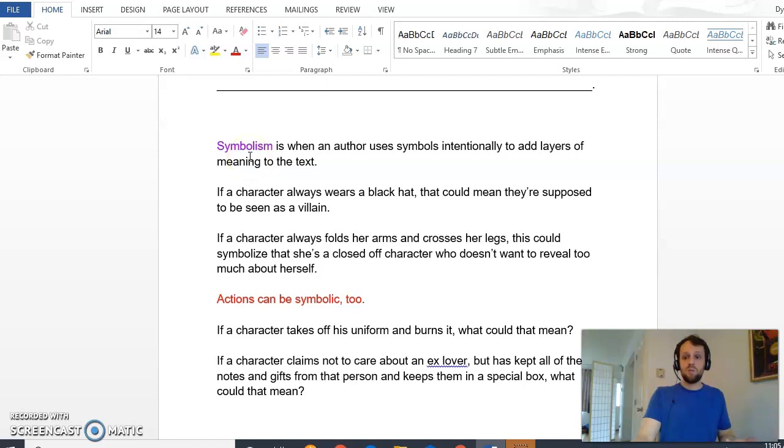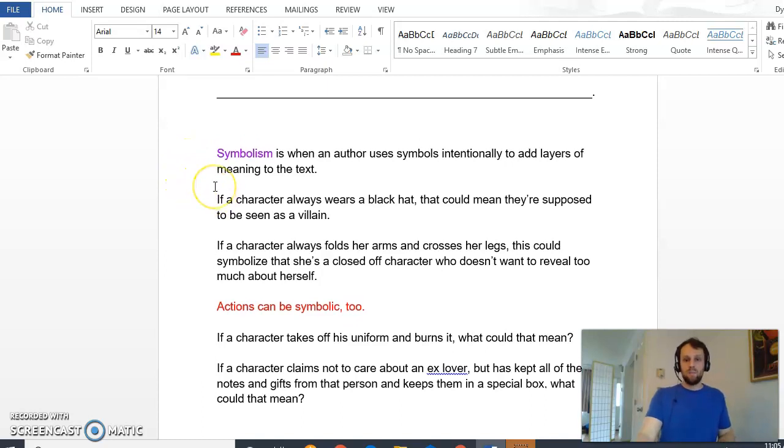So this brings us to symbolism. Symbolism is when an author uses symbols to intentionally add layers of meaning to the text. It's a simple definition of symbolism. So a key point here being that when writers write their works, they don't just kind of sit down at the typewriter and then pump it out and send it to their publisher and then that's it. It goes through several different drafts, several different things.